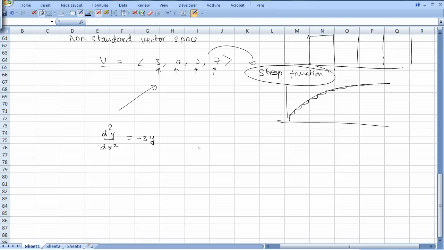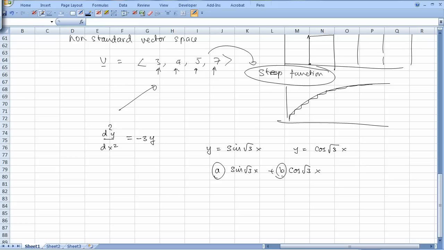So would you agree that y equal to sine of root 3x is a solution to this? Y equal to cosine of root 3x is a solution to this equation, right? Agree? How about some linear combination, a times sine root 3x plus b times cos root 3x? Is that a solution? Yeah, you're thinking yes, no?